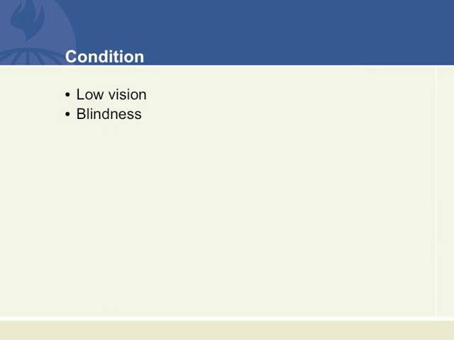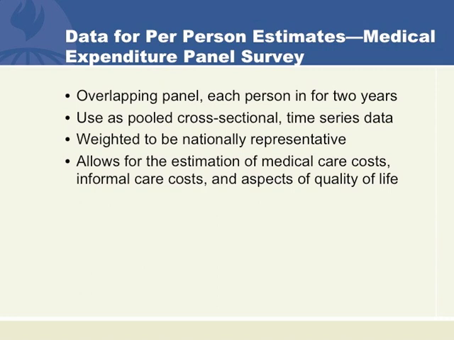Now, the data come from a study called the Medical Expenditure Panel Survey. This is an ongoing study with overlapping panels. Each person is in the study for 2 years. So they get contacted at 5 different points in time over a 30-month period. Now you're probably thinking, okay, 30 months, that's a little bit longer than 2 years. Why do they need that?